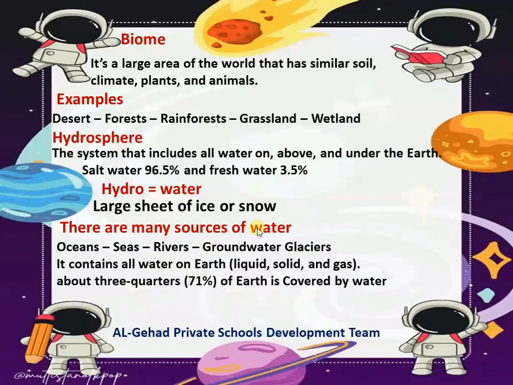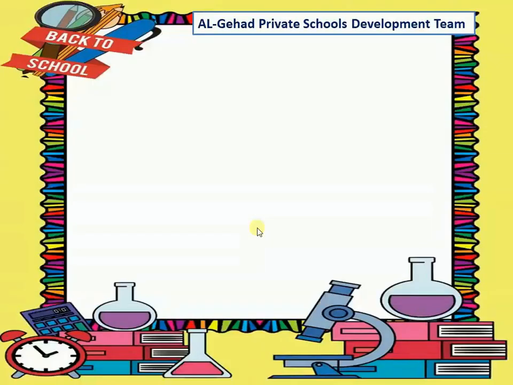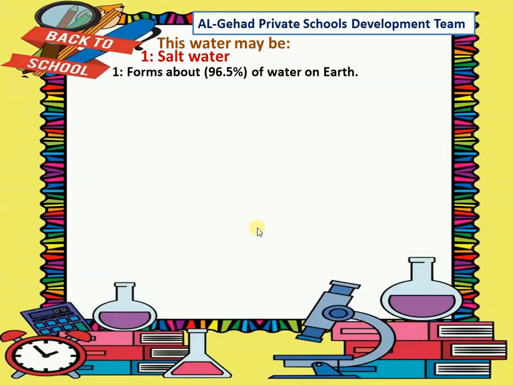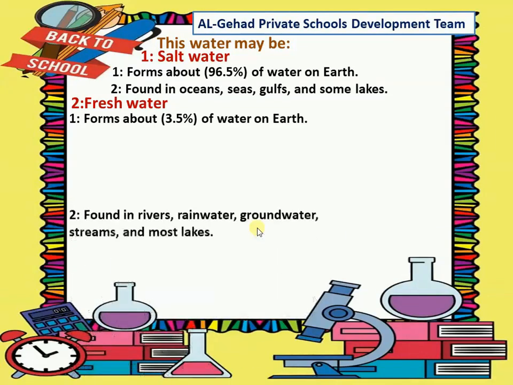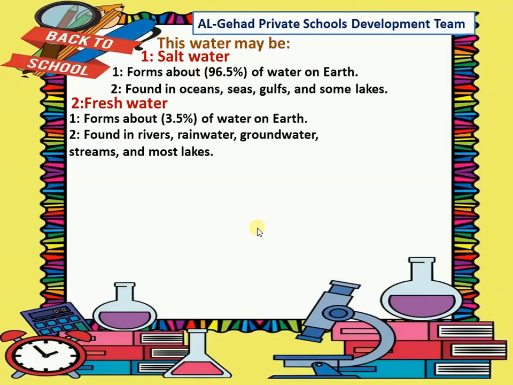About 3/4, 71% of the earth is covered by water. This water may be salt water. Salt water 96.5% of water on the earth, found in ocean, sea, gulfs, and some lakes. Number 2. Fresh water. Fresh water about 3.5% of the water on the earth, found in rivers, rainwater, groundwater, streams, and most lakes.